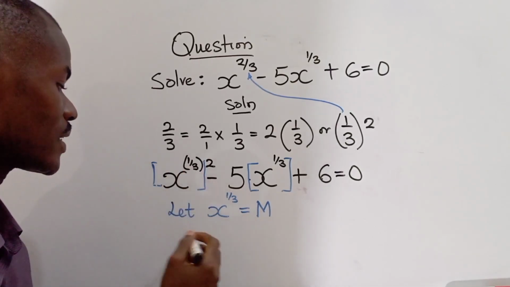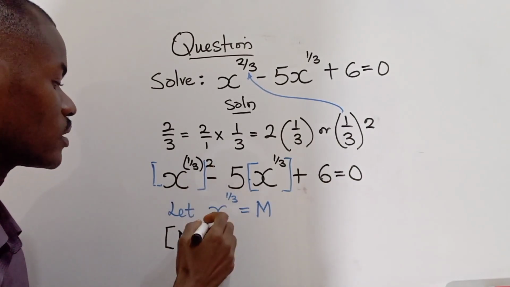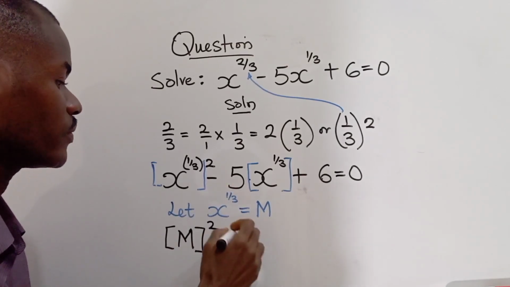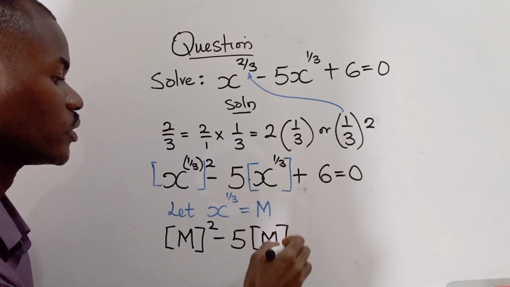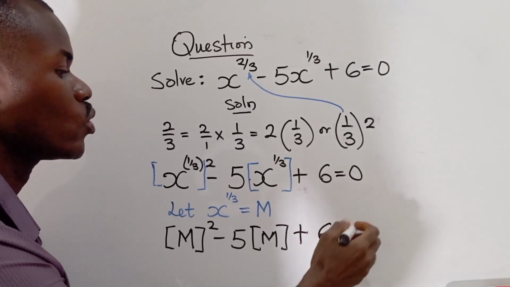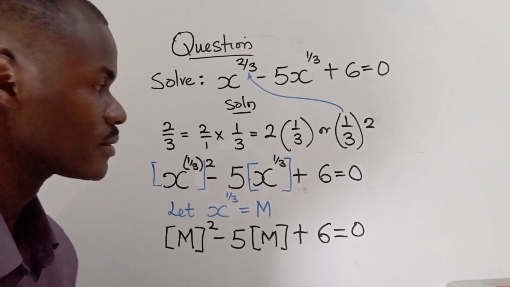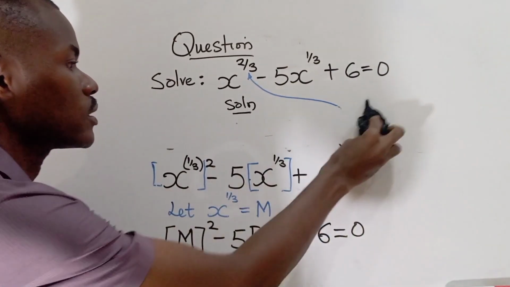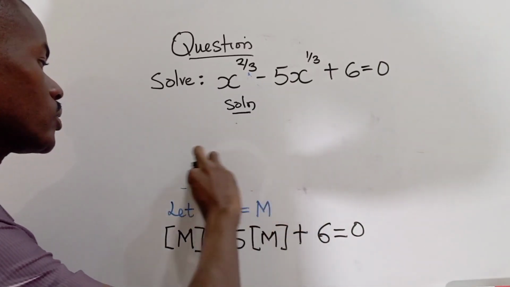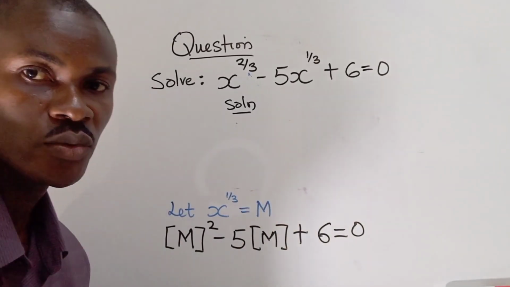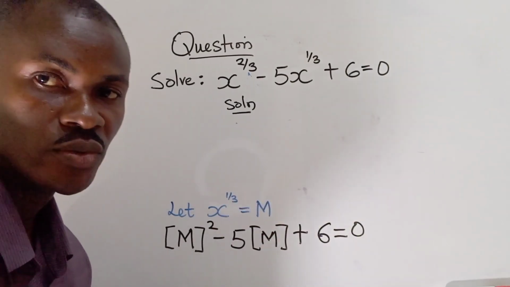If we do that, we are going to have n in brackets, and remember, we have the square outside. Minus 5, and x to the power of 1 third is n here, plus 6 is equal to 0. So if you look at this, you can now realize that we have gotten a quadratic equation, which we are going to solve for the two values of n.